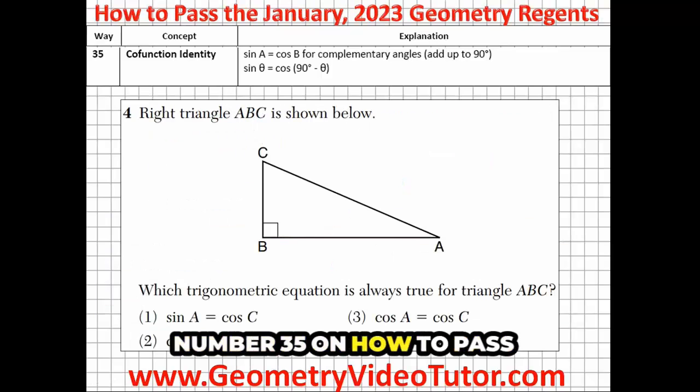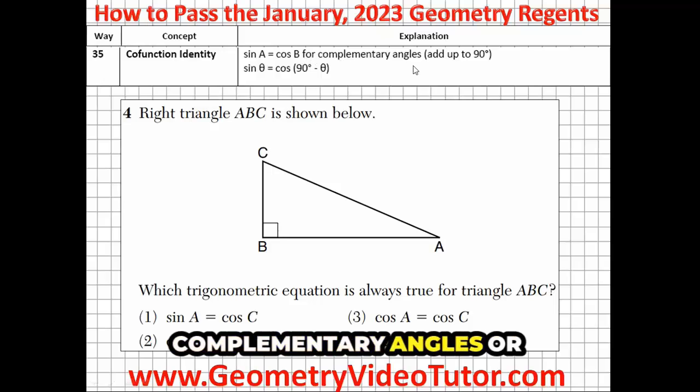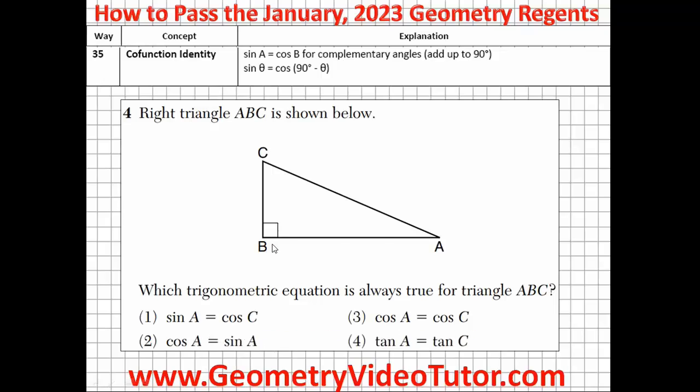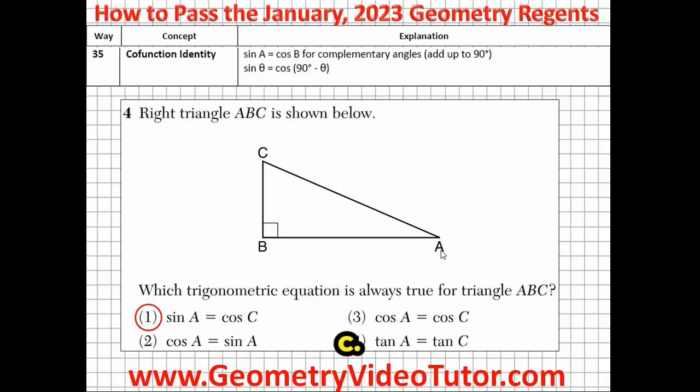Way number 35 on how to pass the January 2023 Geometry Regents. For cofunction identities, the sine of A equals the cosine of B for complementary angles, or angles that add up to 90 degrees. Which trigonometric equation is always true for triangle ABC? Well, since this is a right triangle and angle B is your right angle, then A and C will be complementary. So the sine of A is equal to the cosine of C.